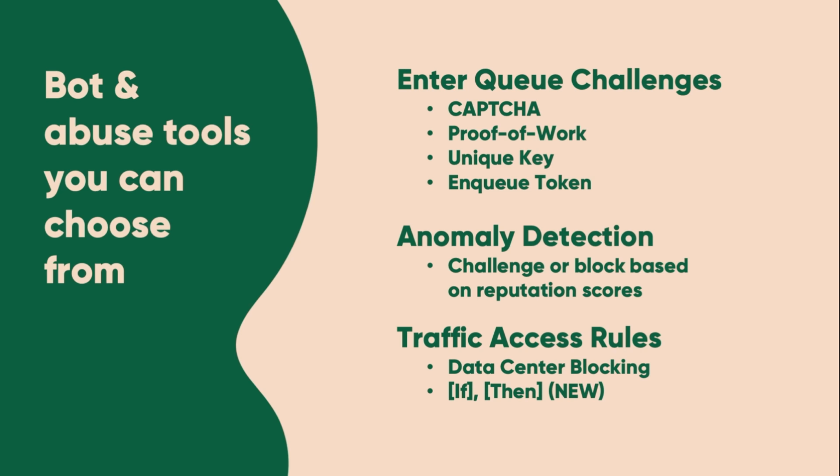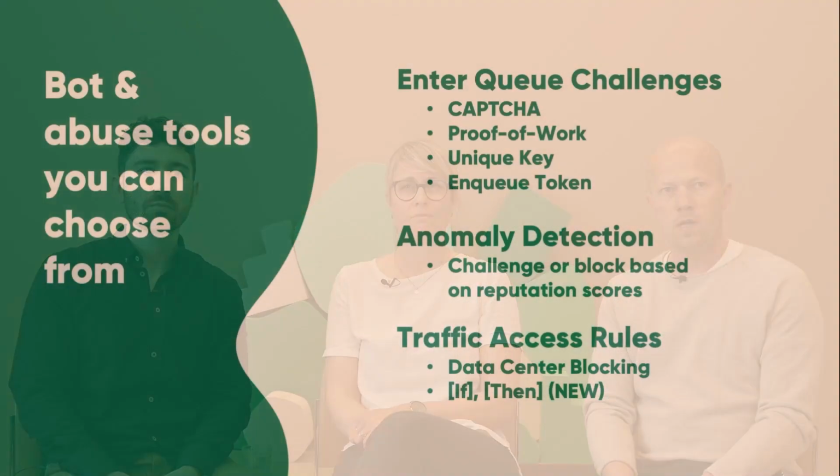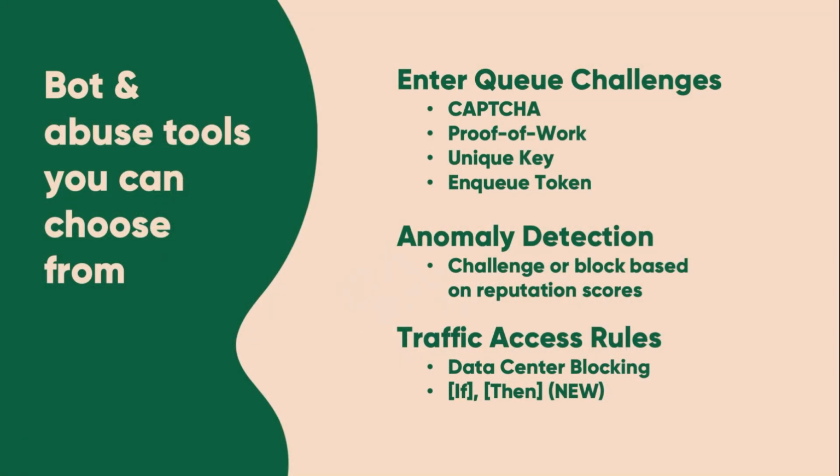Secondly, while visitors are waiting, we look for abnormal visitor behavior. So you can compare this, like you said, with scanning the bags or walking through the detectors at the checkpoint. So visitors that behave suspiciously will be challenged or blocked access to the waiting room. The final thing that we have is something new that we're launching quite soon, and that is traffic access rules. This allows us to set up more fine-grained if-then rules, and let's take a look what that looks like.